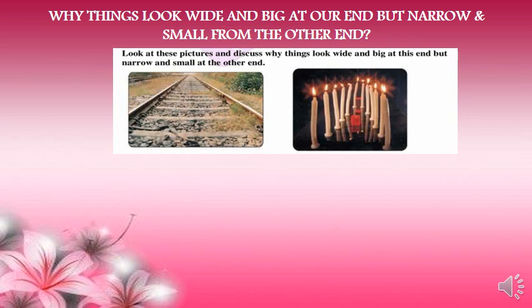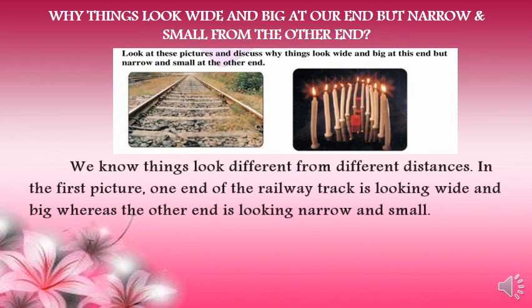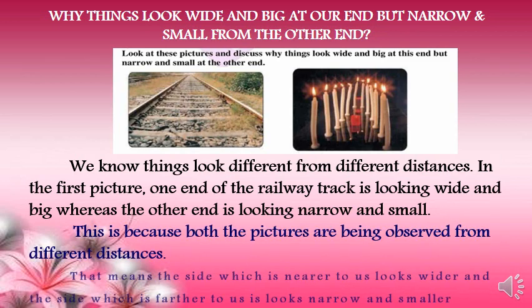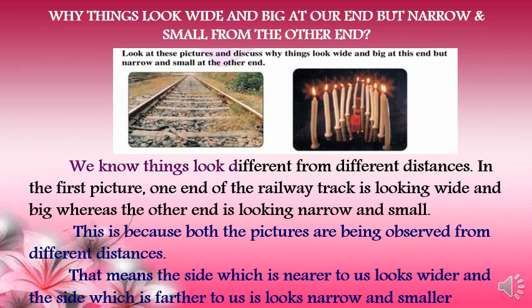Why do things look wide and big at our end but narrow and small from the other end? Children, here you have two pictures. Observe the given pictures clearly. We know things look different from different distances. In the first picture, one end of the railway track is looking wide and the other end is looking narrow and small. The same will happen in the second picture also.